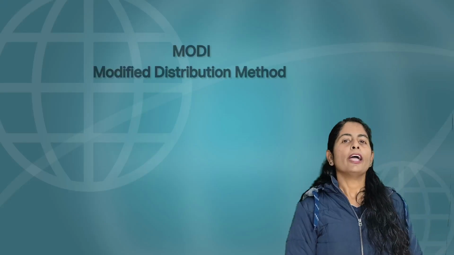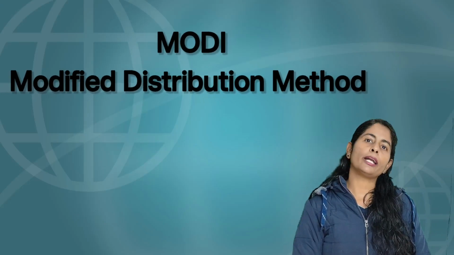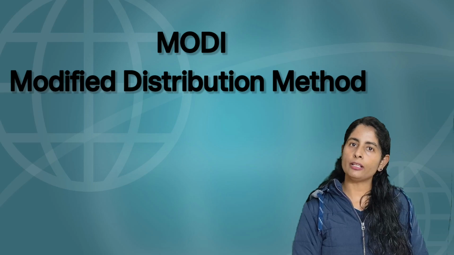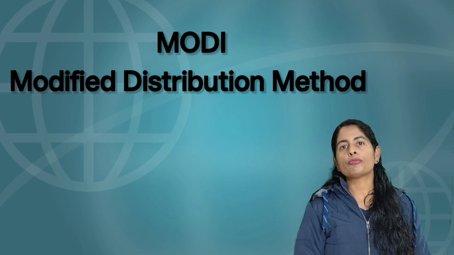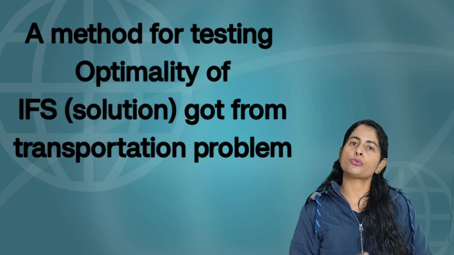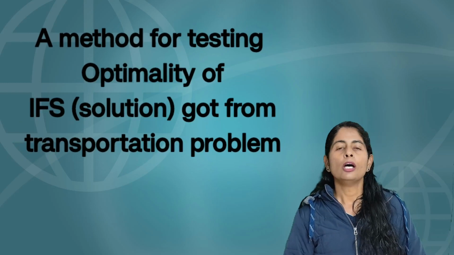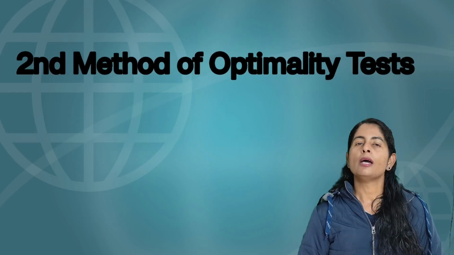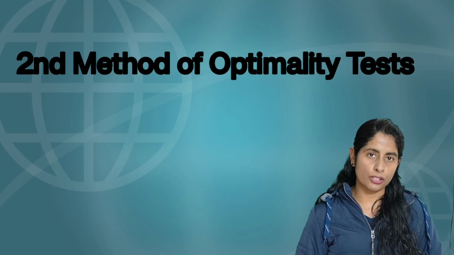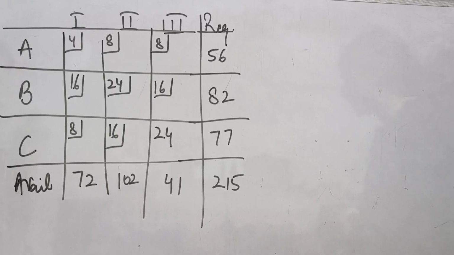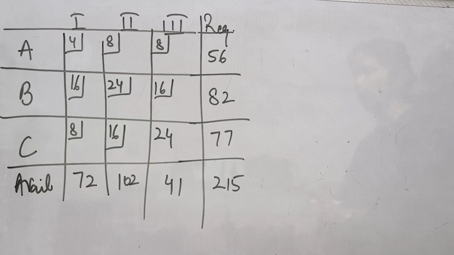Hi students, in this video we will discuss the MODI method, that is, the modified distribution method of reducing the transportation cost with the help of an optimality test. Now, the MODI method is the second method in the series of optimality tests. Here we will apply a fixed procedure. This is the practical question that we will do with the help of the MODI method.